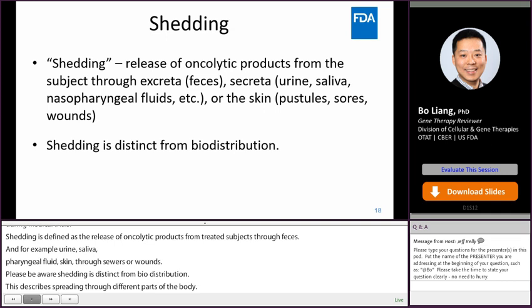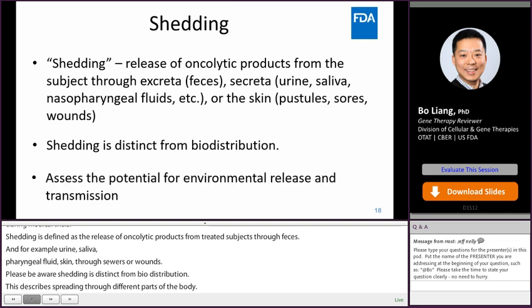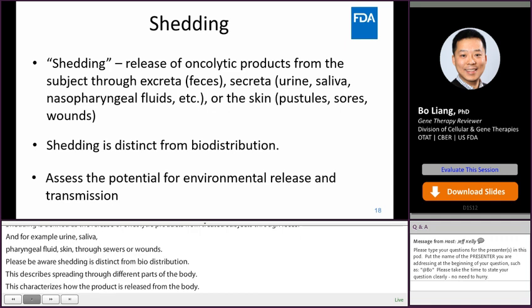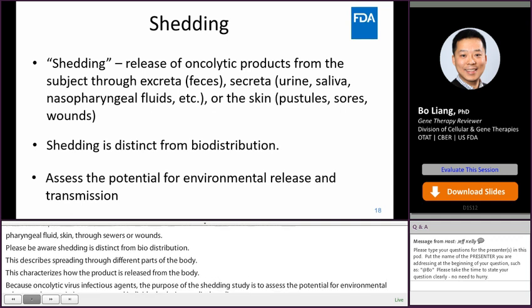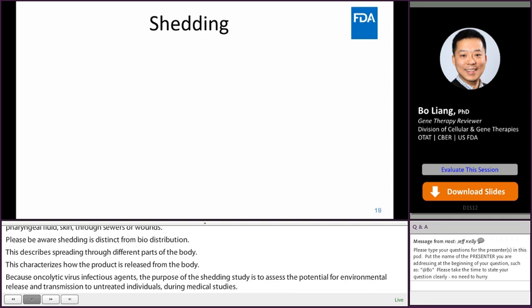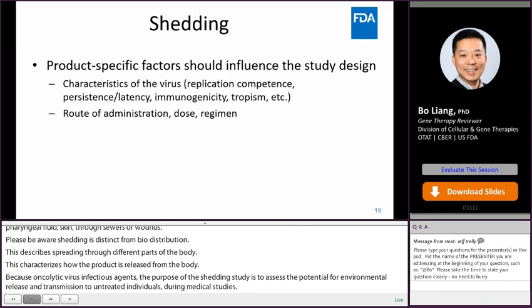Because oncolytic viruses are infectious agents, the purpose of the shedding study is to assess the potential for environmental release and transmission to untreated individuals during clinical studies. And the shedding information is part of the product labeling for licensure application. The design of shedding studies should consider the characteristics of the virus.